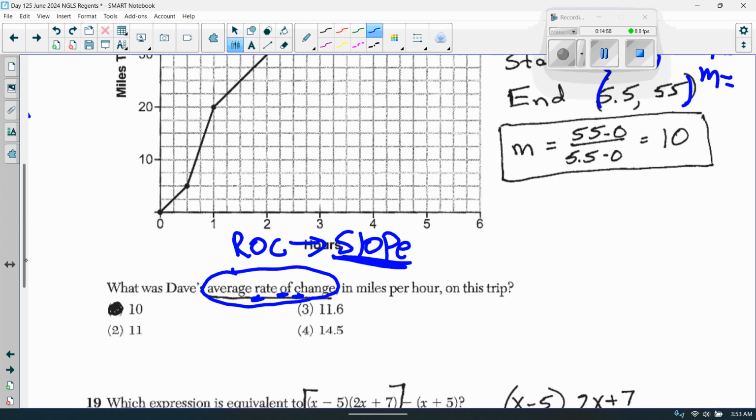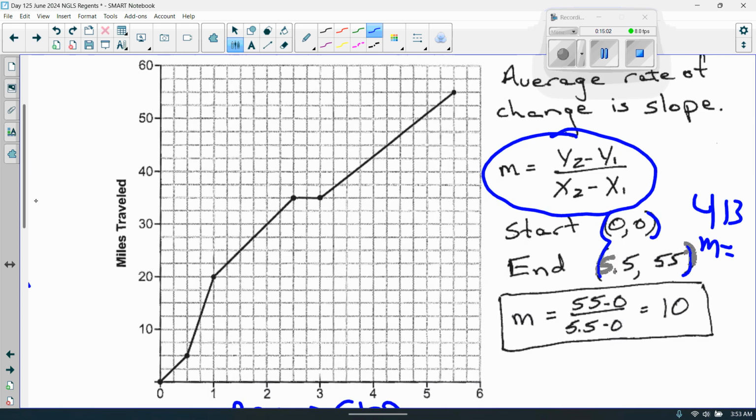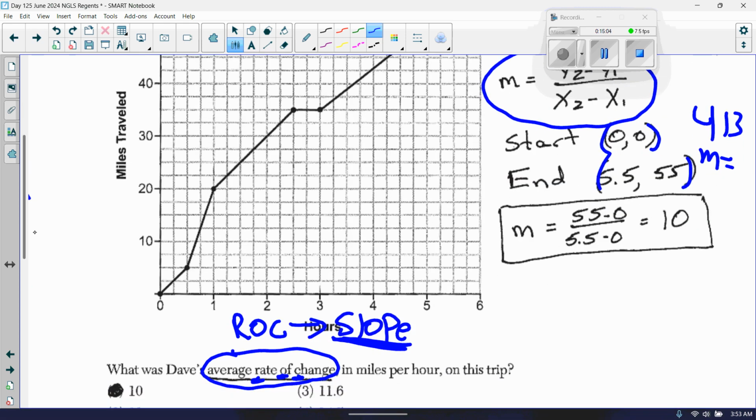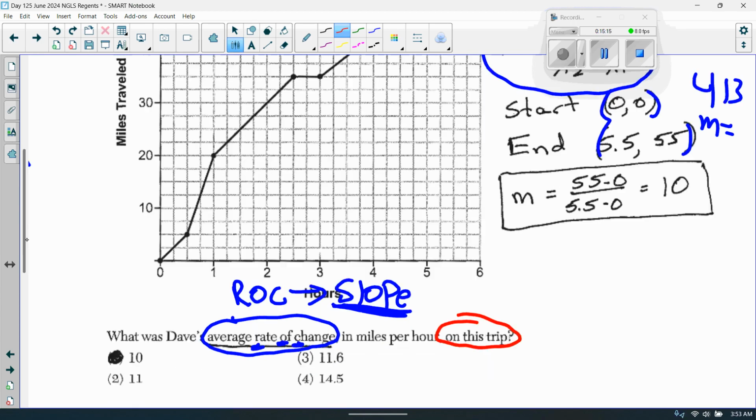I'm actually going to do rise over run. Now, you always ask, well, how do I know which points to use? They would tell you, oh, yeah, use hour 1 and hour 3 if they wanted you to use hour 1 and hour 3. If they just write on this trip, they're talking about the whole trip.